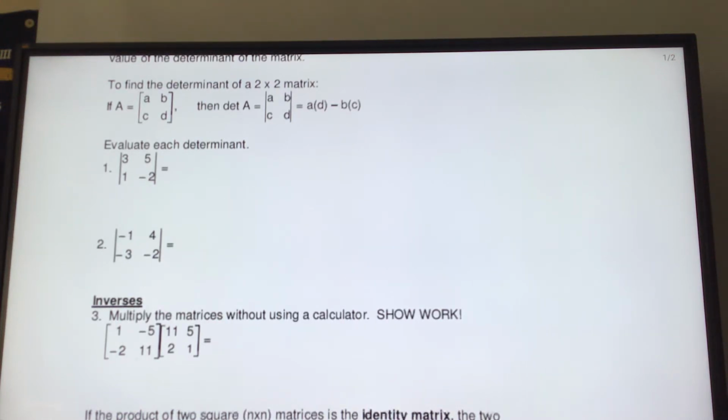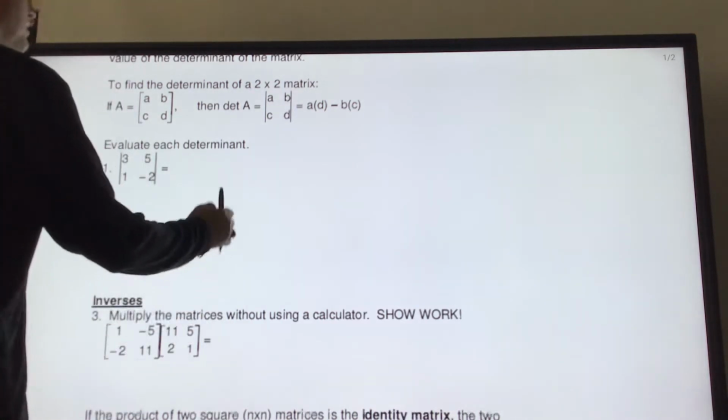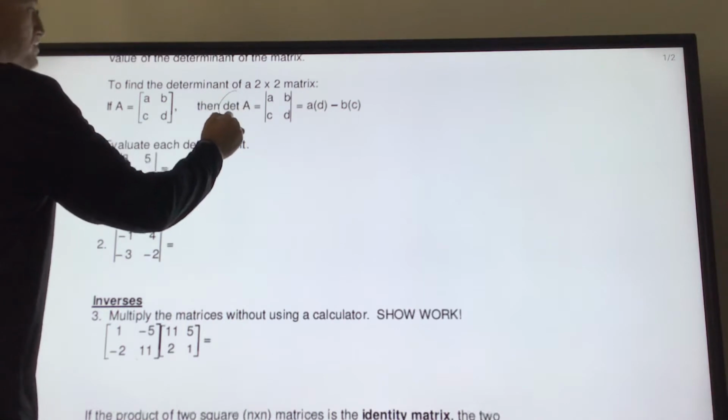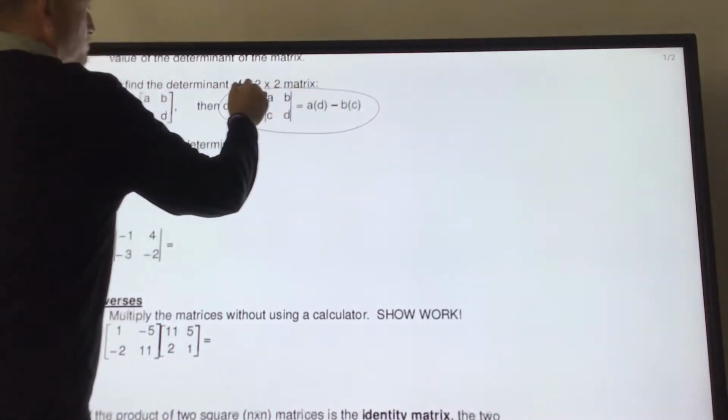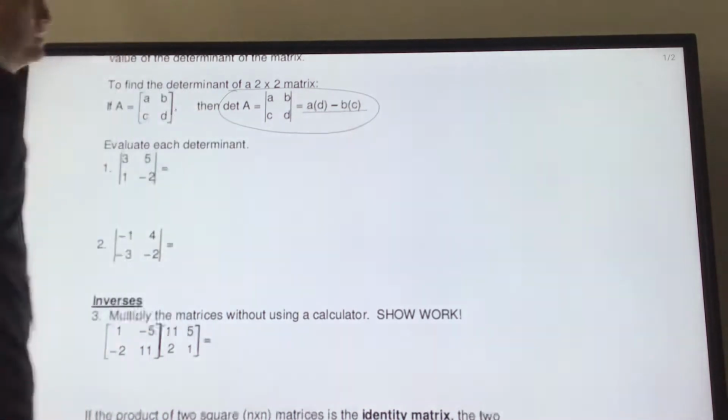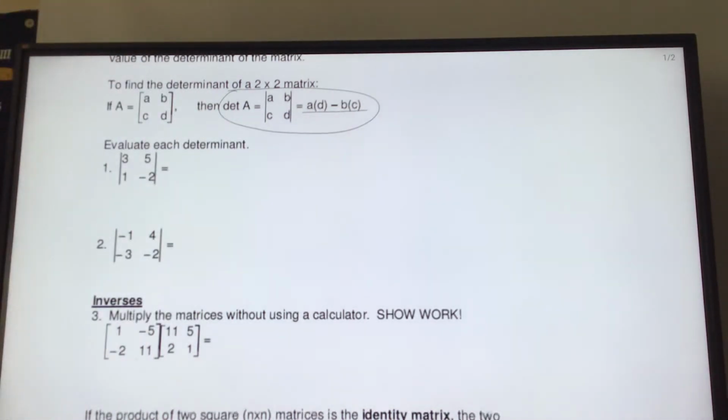All right, this is notes 4-5. Okay, on these guys, we want to make sure that we are circling our formula. First formula is finding our determinant. Make sure you underline the actual work part of the formula, which is A times D minus B times C.